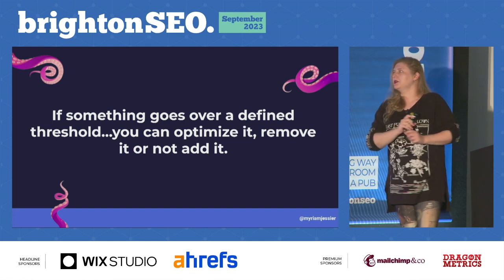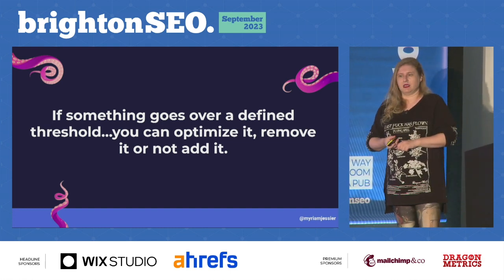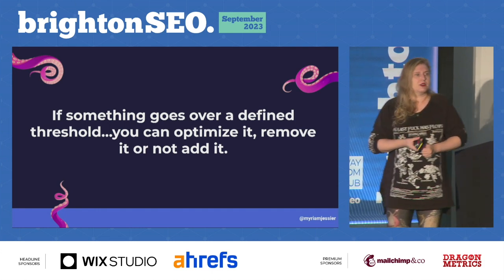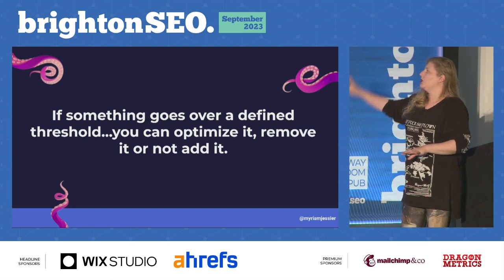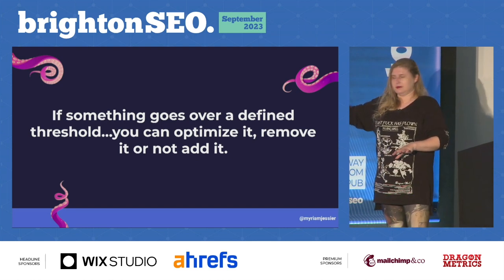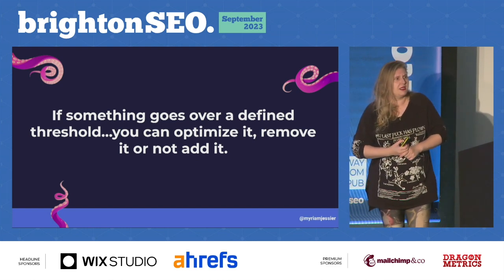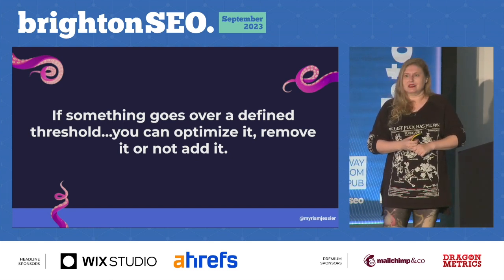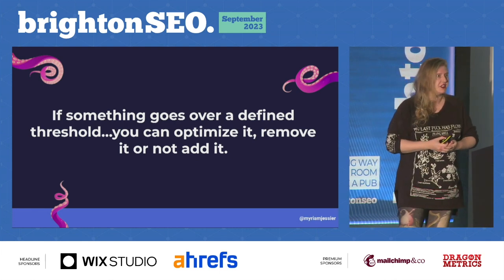And if something goes over a defined threshold, what happens? If you're thinking, oh, well, I need to do another audit, no, that's not the answer, okay? We're not here for this. You can optimize something, you can remove it, or you can say, hey, how about we don't add this? So this is a bit novel for people, but it fits the budget.